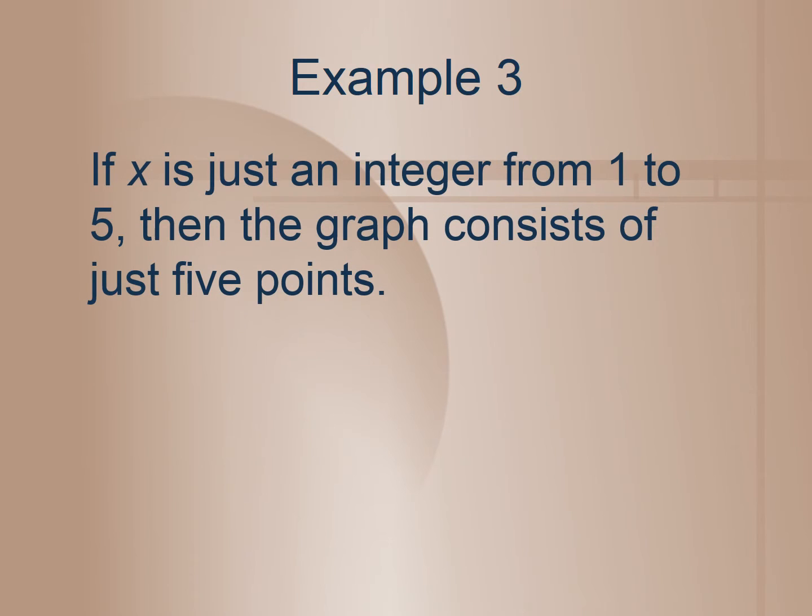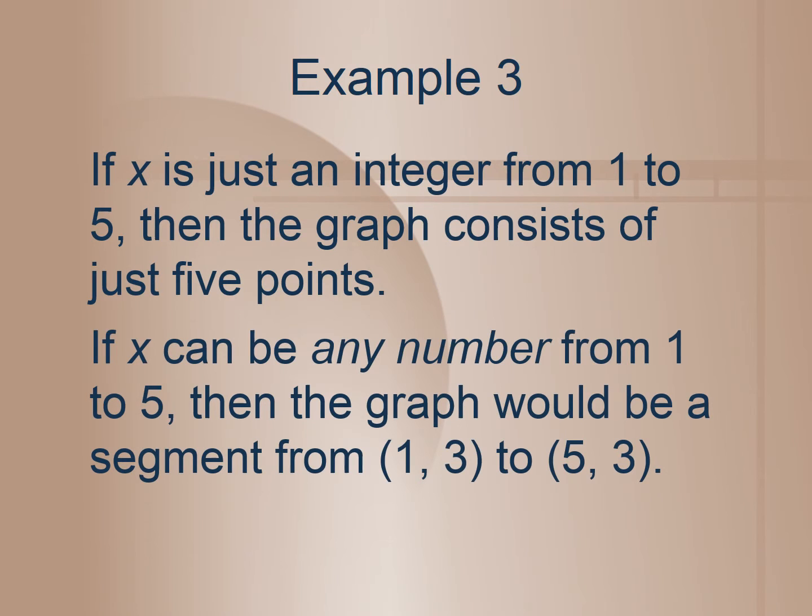Let's take a look at example 3. So this is a relation such that y equals 3, but you only have the x's between 1 and 5, and our domain has to be integers only. They cannot be rational numbers, so they can't be 1.5. They can only be 1, 2, 3, 4, and 5. So if they are just integers, you only have the 5 points.